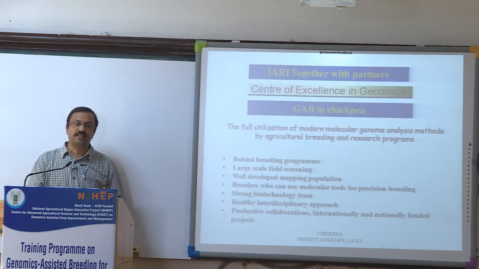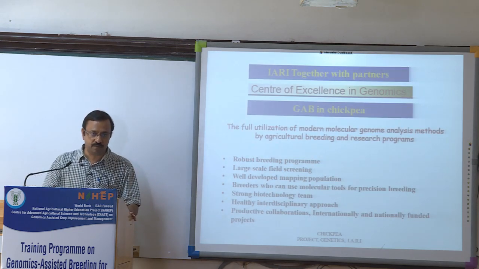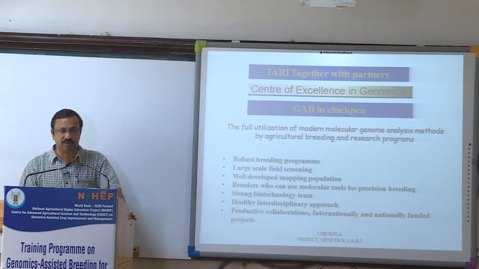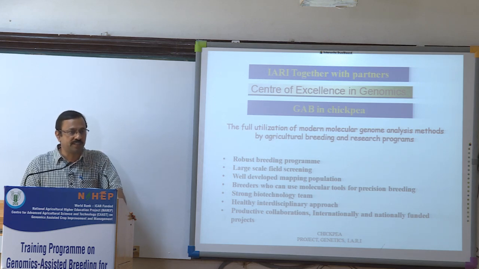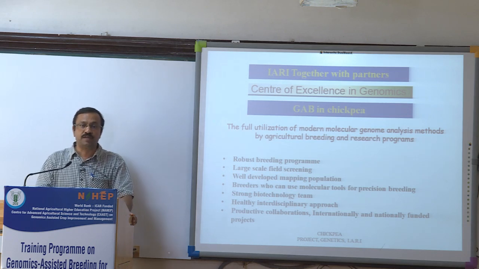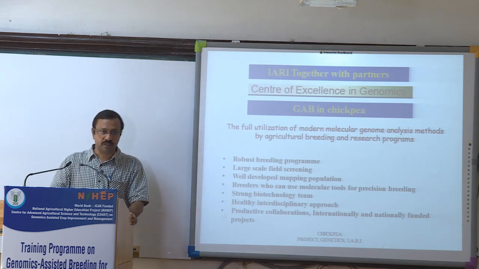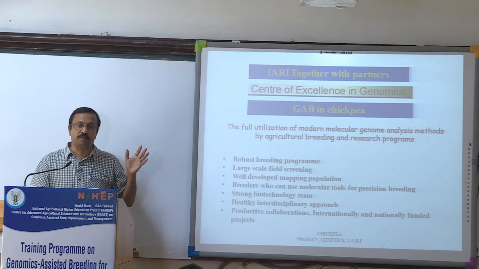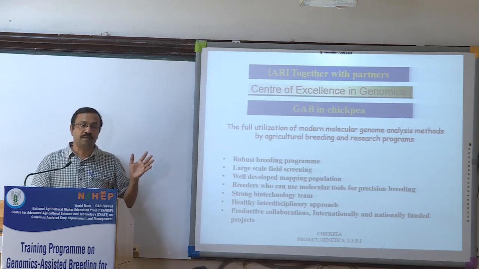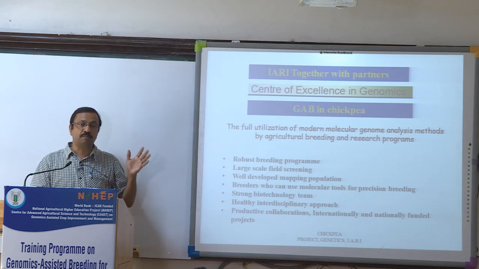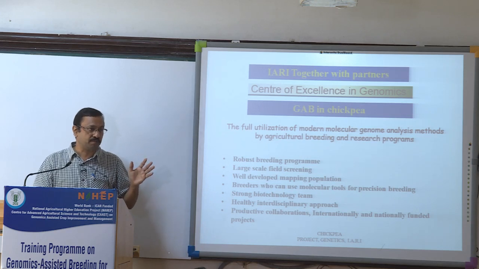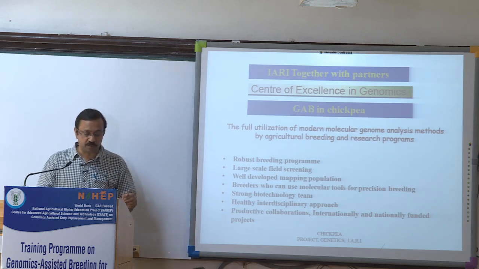Now if you are looking at genomic assisted breeding in chickpea, or in short you are looking at applying genomic assisted breeding in the crop of your interest or in animals or in humans, what do you require? You require a robust, sound breeding program. Finally, you want to develop a variety, a pedigree horse, a pedigree dog, or a superior chickpea line. So you need a robust breeding program that breeders can actually do.